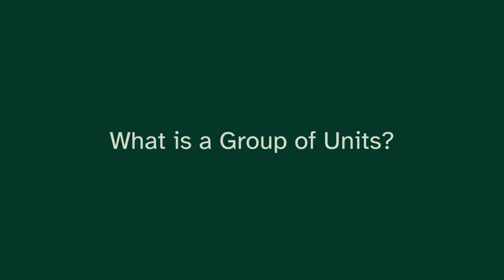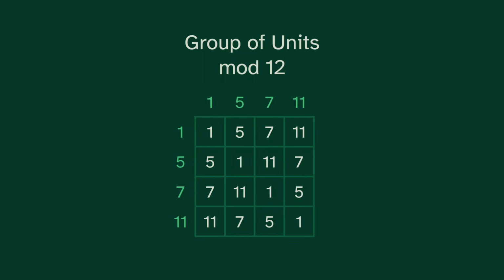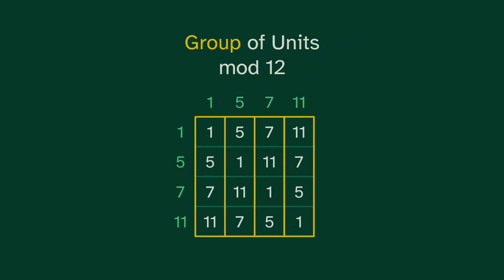I think this is best answered with an example, using the group of units mod 12. Here is a multiplication table that represents this group. It's mod 12 because we're doing multiplication mod 12. 5 times 7 is 11 mod 12. This is a group because the multiplication table follows a nice Sudoku rule. Every number appears once in every column and once in every row.